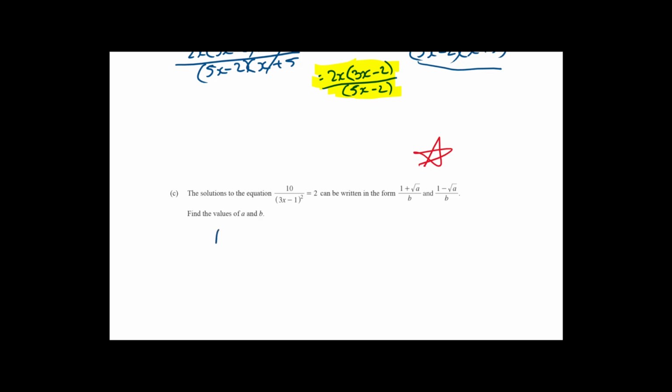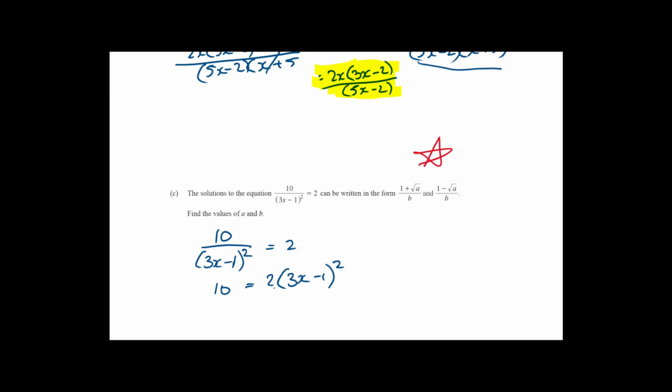So we've got 10 over 3x minus 1 squared equals 2. First thing I'm going to do is multiply bottom to top here. So I'm going to get 10 equals, not 20, it's 10. I'm going to multiply it across. So 2, 3x minus 1 squared. Alright.